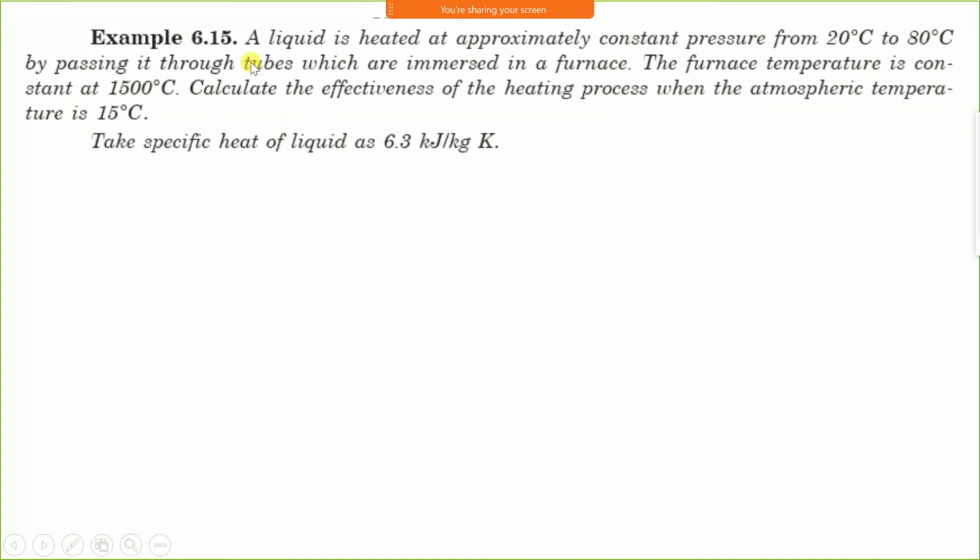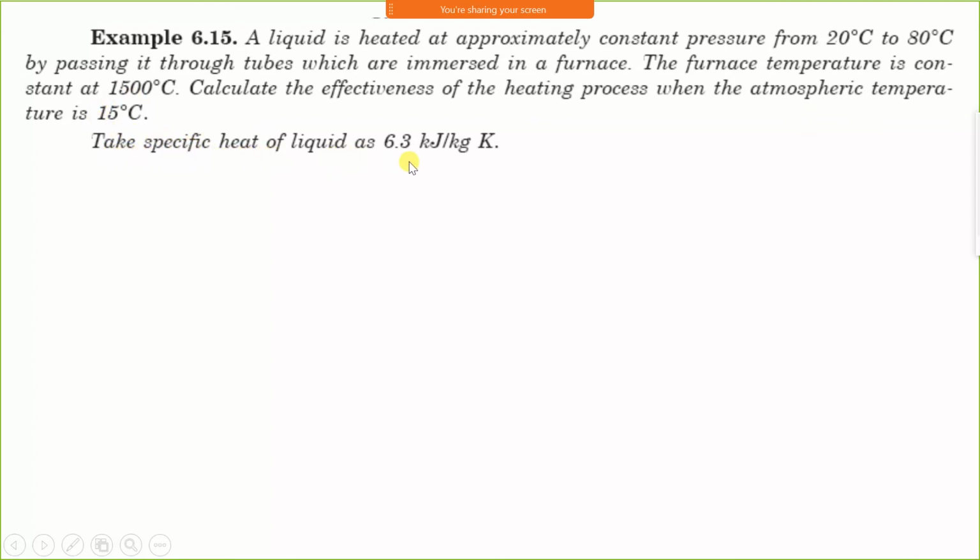Next problem. A liquid is heated at approximately constant pressure from 20 degrees Celsius to 80 degrees Celsius by passing it through a tube which is immersed in a furnace. The furnace temperature is constant, which is 1500 degrees Celsius. Calculate effectiveness of heating process when atmospheric temperature is 15 degrees Celsius.